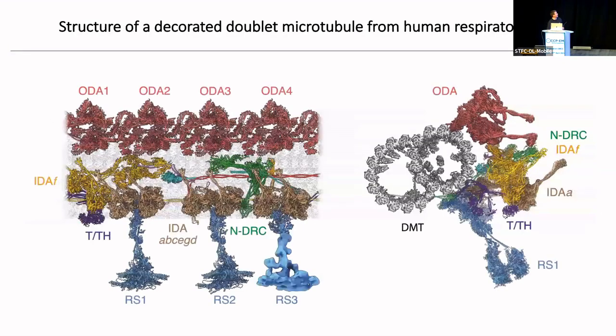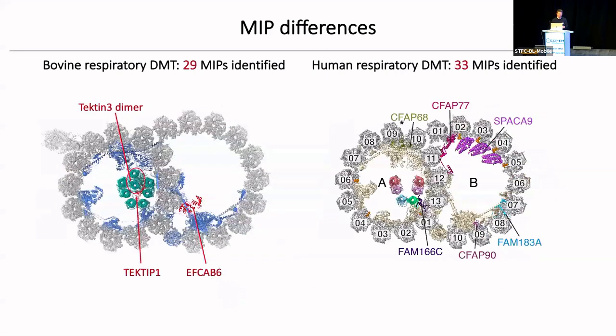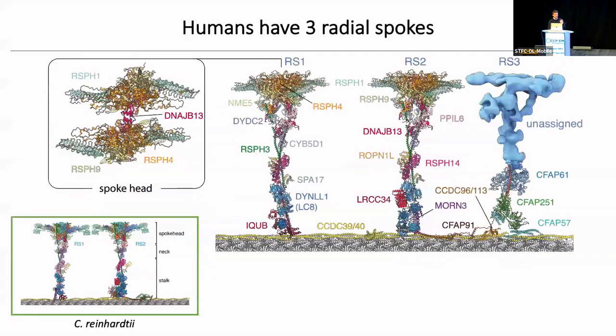And we now have a structure of the human 96 modular repeat of comparable quality to the Chlamydomonas structure. So again, we can compare these structures. And if we just look at the doublet microtubules, there are differences between humans and cows, which really helps to kind of validate our desire to switch to a human model. But we also identify differences in most of the axonemal complexes.